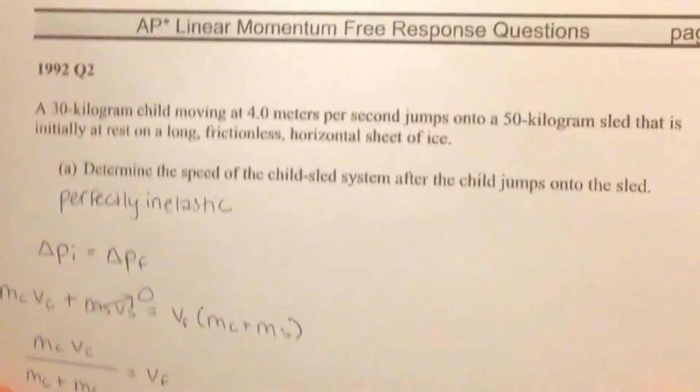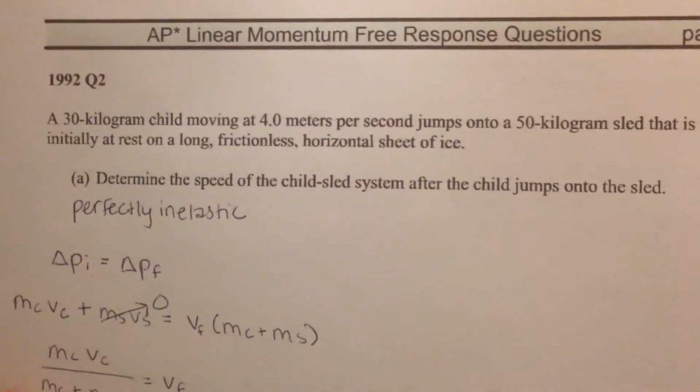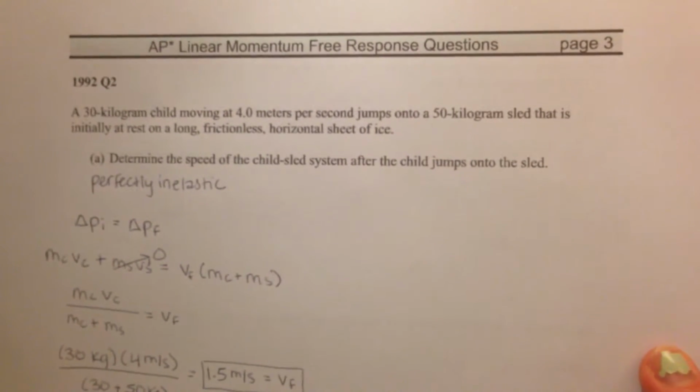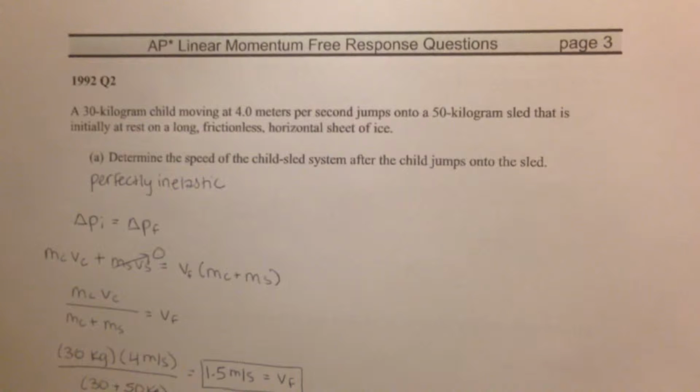Now we're going to move on to a 1992 free response problem. And it reads, a 30 kilogram child moving at 4 meters per second jumps onto a 50 kilogram sled that is initially at rest on a long frictionless horizontal sheet of ice. Determine the speed of the child-sled system after the child jumps onto the sled.